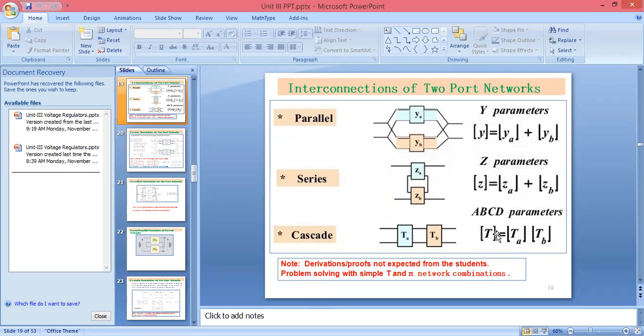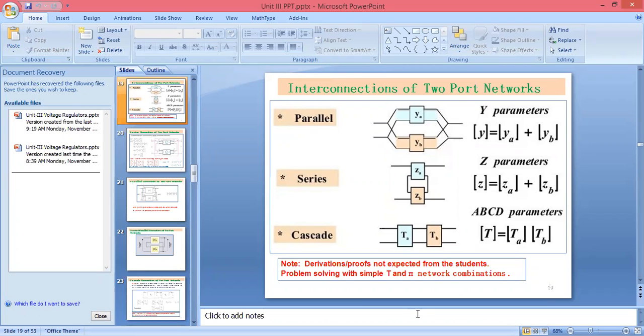Here we have seen there are different parameters in the two-port network: Y parameter, Z parameter, ABCD parameter, which we call the transmission parameter. Then there is a hybrid parameter and an inverse hybrid parameter. In today's session, we have to study the interconnection of two-port networks for the Y parameter, for the Z parameter, and for the transmission parameter.